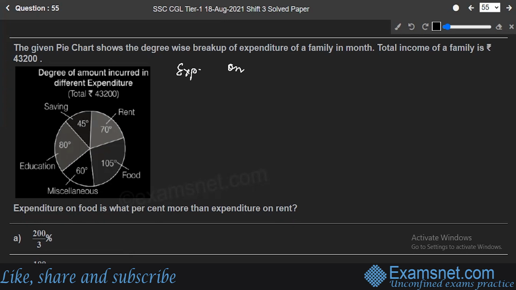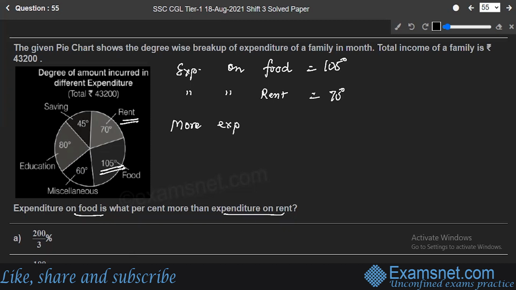First of all, expenditure on food is how many degrees? It's 105 degrees, right? Similarly, expenditure on rent is equal to 70 degrees. So the question is, expenditure on food is what percentage more than expenditure on rent. So the more expenditure on food is equal to how many degrees? 105 minus 75, that is equal to 30 degrees more.